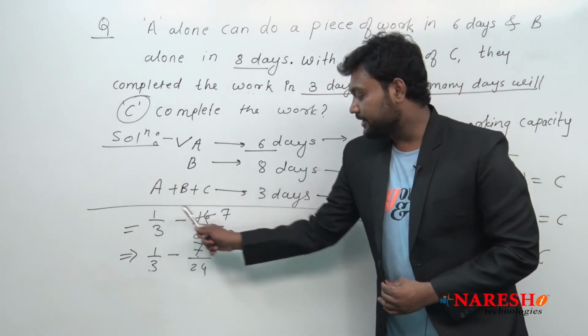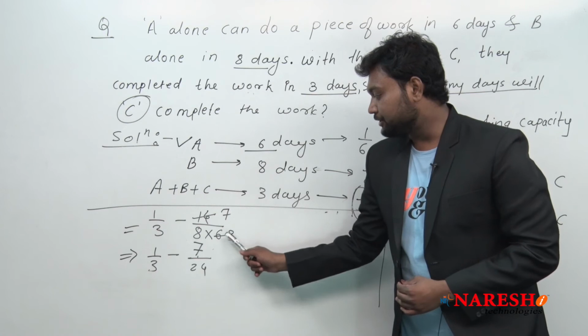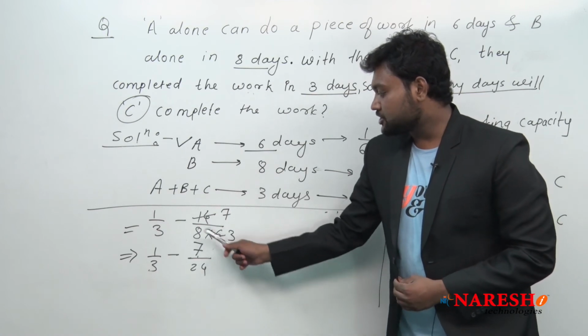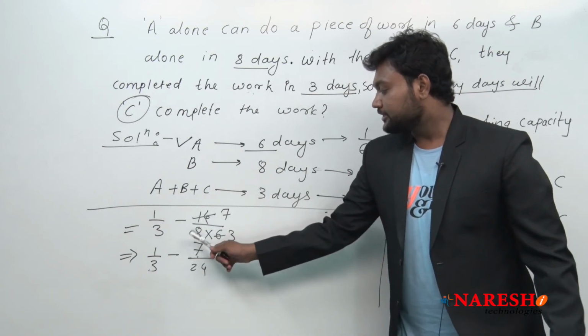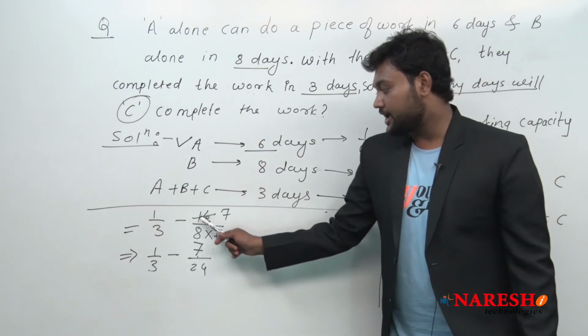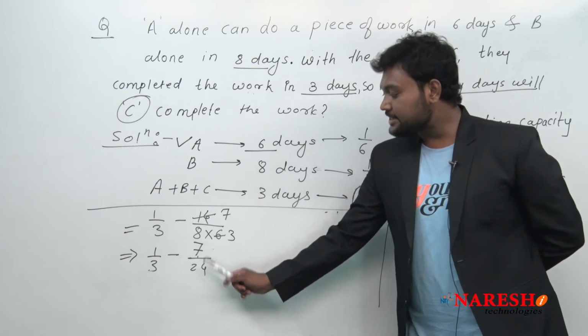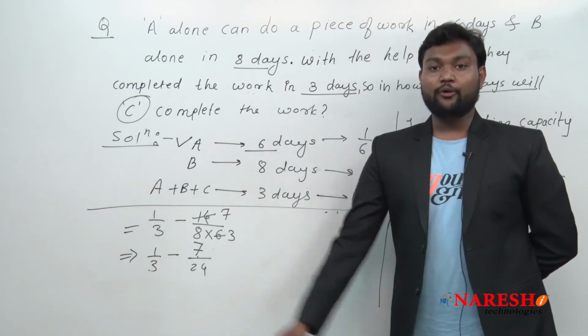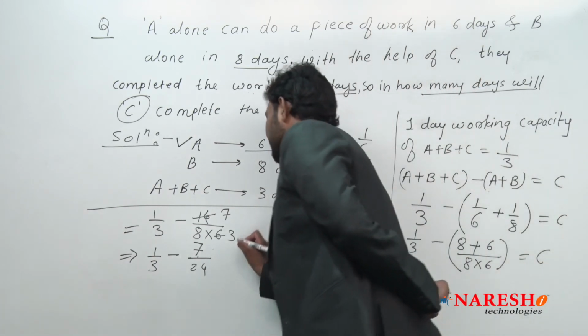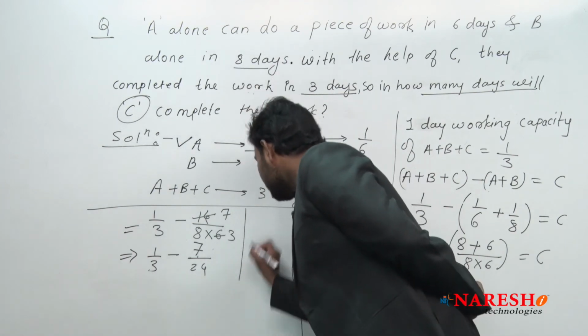Now, at this level we have reached. We have solved 1 by 3 minus 14 upon 8 into 6. Now, what calculation have we done? 2 7s are 14, 2 3s are 6, again 7 upon 8 into 3 would be there. So, 1 by 3 minus 7 upon 24. How do we tackle this? It's very easy. What we have to do? Just see.